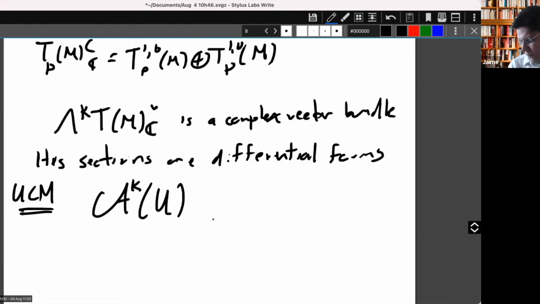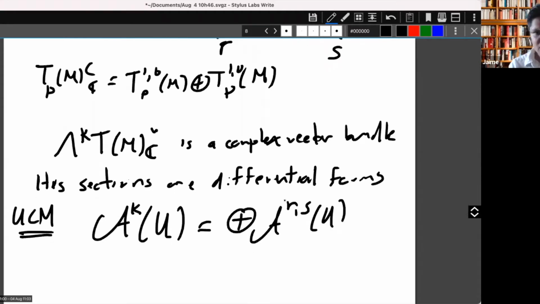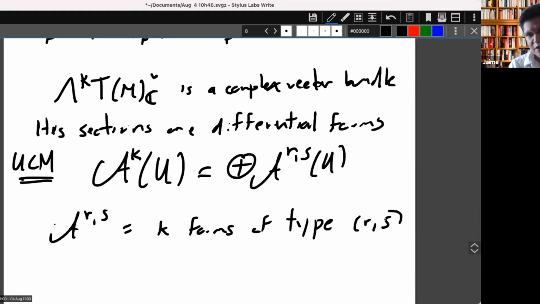So what the decomposition above tells us is that you can decompose any K form as a direct sum of forms of type R,S. I didn't say that yesterday. So these are K forms of type R,S, and when you take a sum of them, you get the whole space.